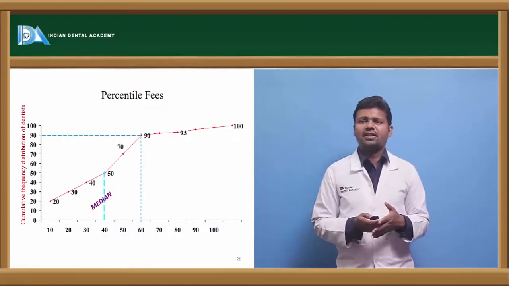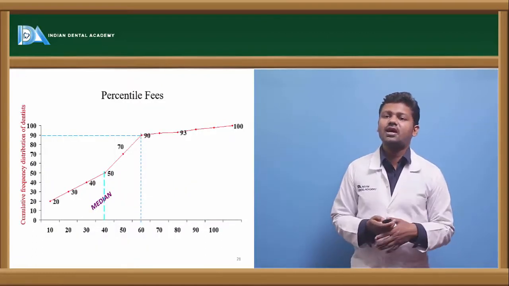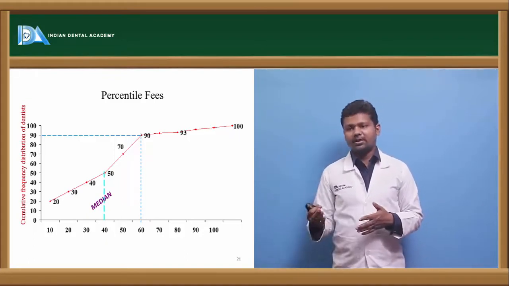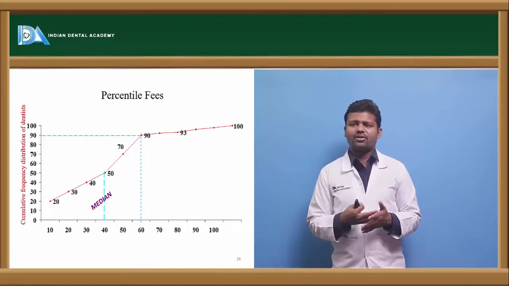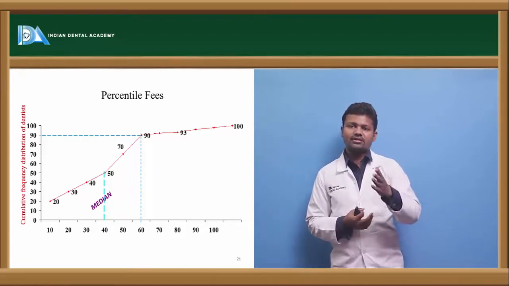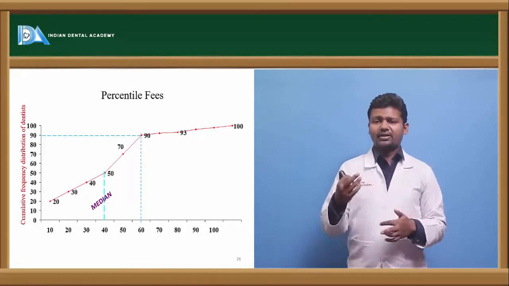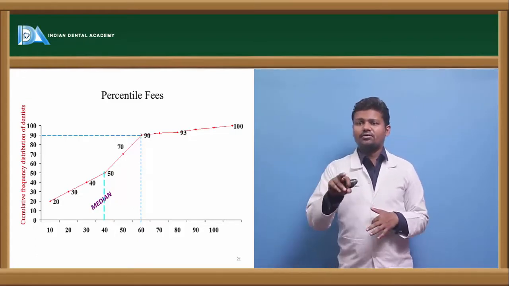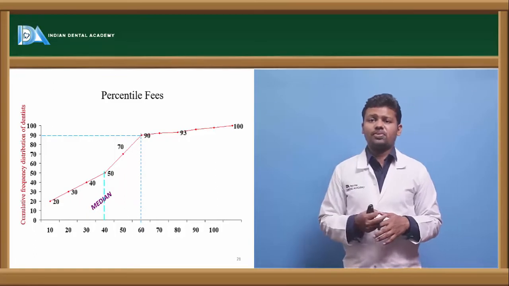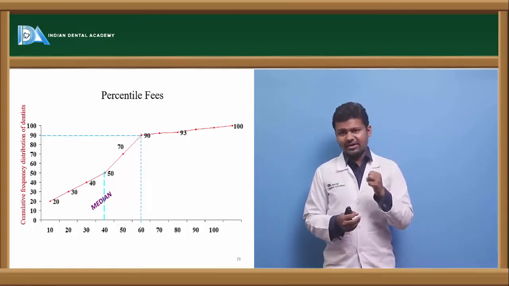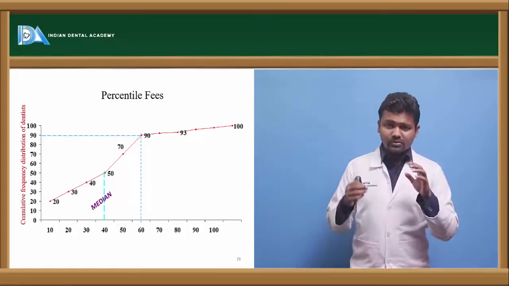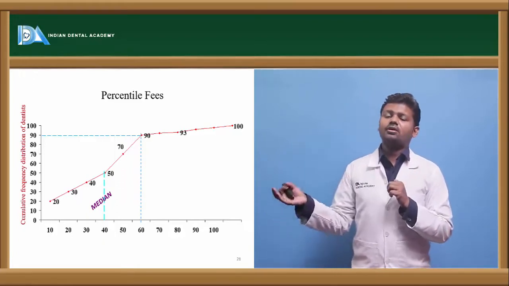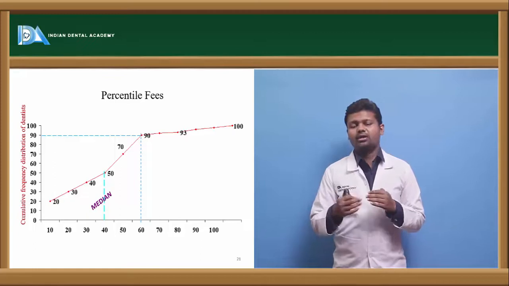Now this is the percentile fee. As you can see, on the x-axis there are the charges of some dental procedure, suppose an oral prophylaxis, and on the y-axis there is the number of dentists. You can see the 90th percentile of these fees was given, that is 60 rupees, so if a participating dentist is doing an oral prophylaxis, he will be given 60 rupees by the Delta Dental Society members.